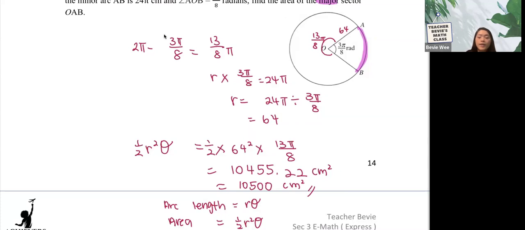Do y'all think that radian is easier or not? Do y'all think so? Yes, or degree easier? Don't you think radian is easier?